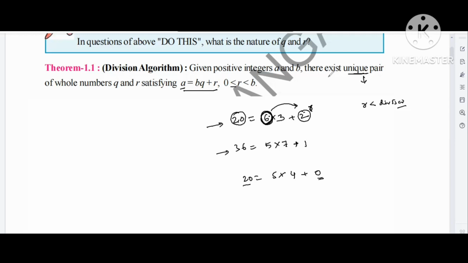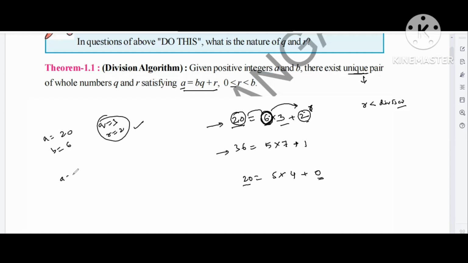And here, what is given? This 20 and 6 we can write only in the form of this equation. Means there exist unique q and r. When you take a as 20 and b as 6, we get q equal to 3 and the remainder equal to 2. This is called a unique pair. In this case, you don't get any other.